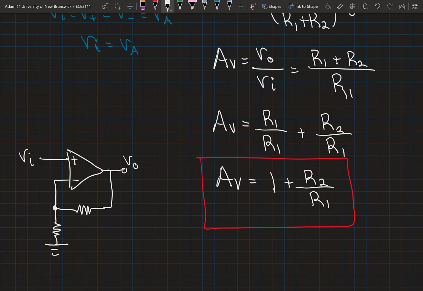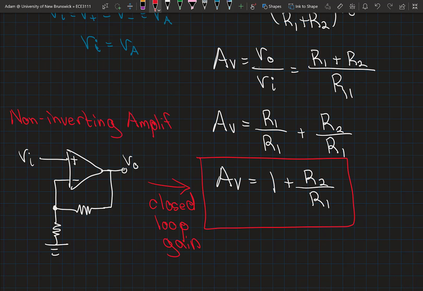Okay, that equation that we found is what's known as the closed loop gain of this circuit on the right. And we'll notice that this is in fact a non-inverting amplifier. What do I mean by that? I mean that the gain is positive.